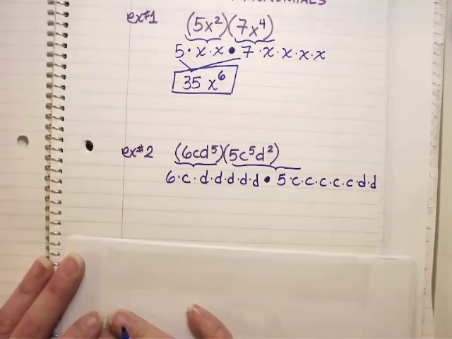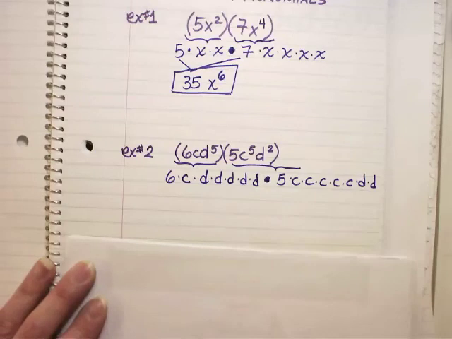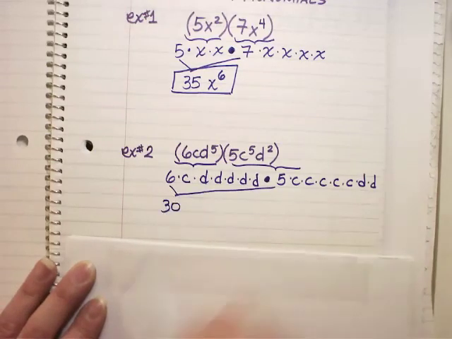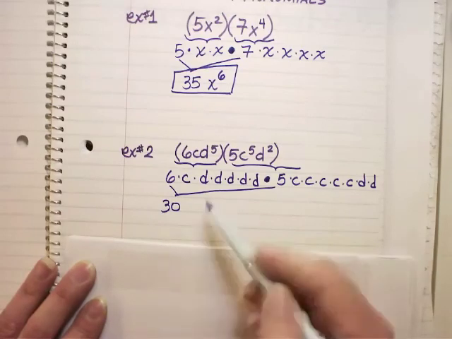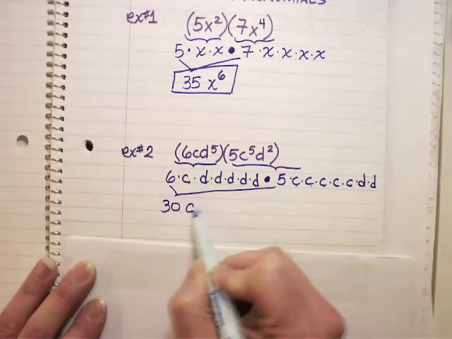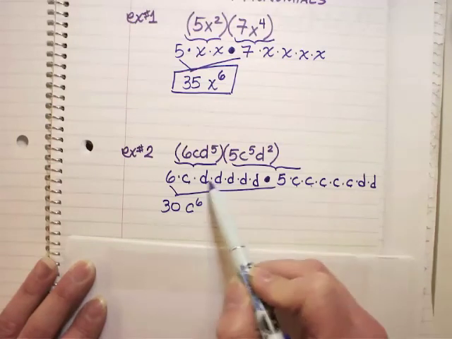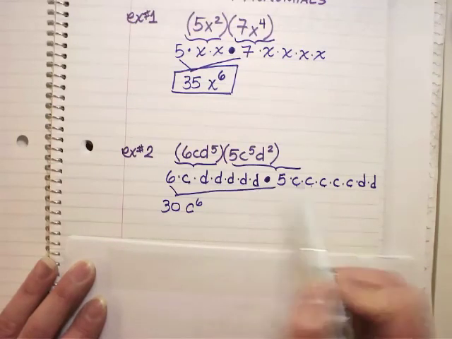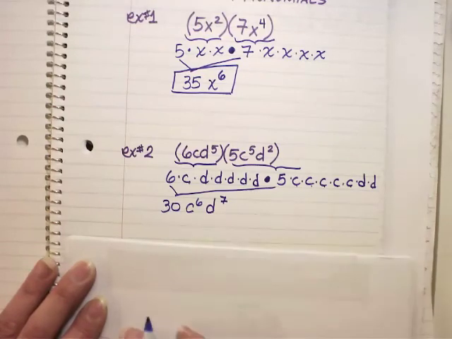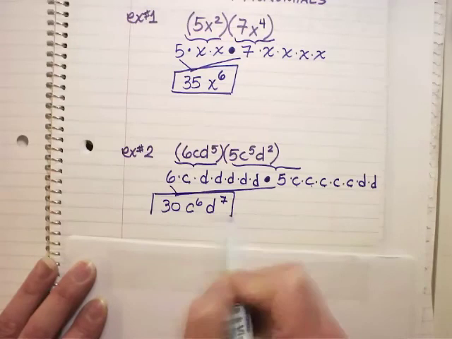Okay, let's see if we can come up with a shorter way to do this. We'll finish this one first. 6 times 5, we get 30. How many c's do we have here? I've got 1, 2, 3, 4, 5, 6 of them, so c to the 6th power. d, I have 1, 2, 3, 4, 5, 6, 7 of them, so d to the 7th power. And that would be my answer for this one.